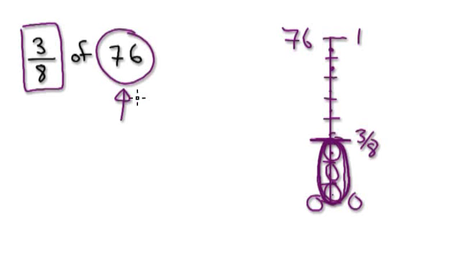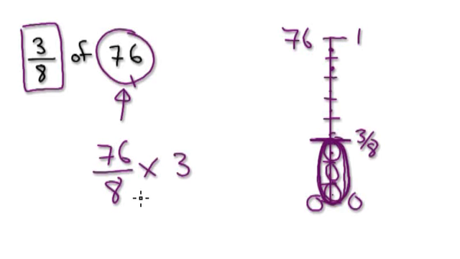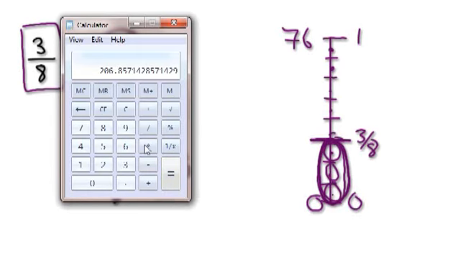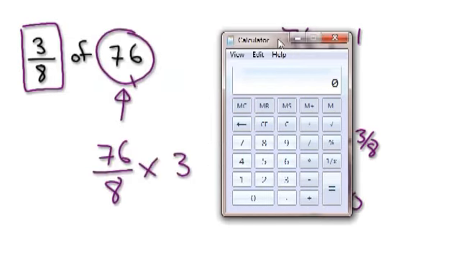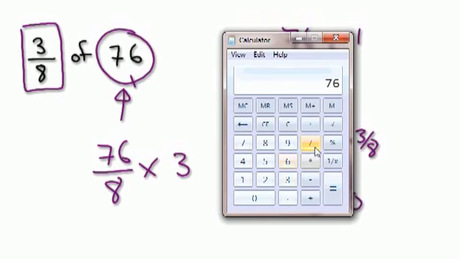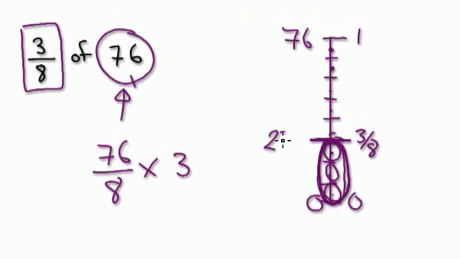Basically, if you want to know 3/8 of this, split it into 8 equal parts. So 76, split that into 8 equal parts, and then take 3 parts. That's what it means. So all you have to do is get a calculator, clear it. 76, your whole amount, split it into 8 equal parts, and then you're going to get 3 parts. So that would be 28.5. So 3/8 of this would be this.